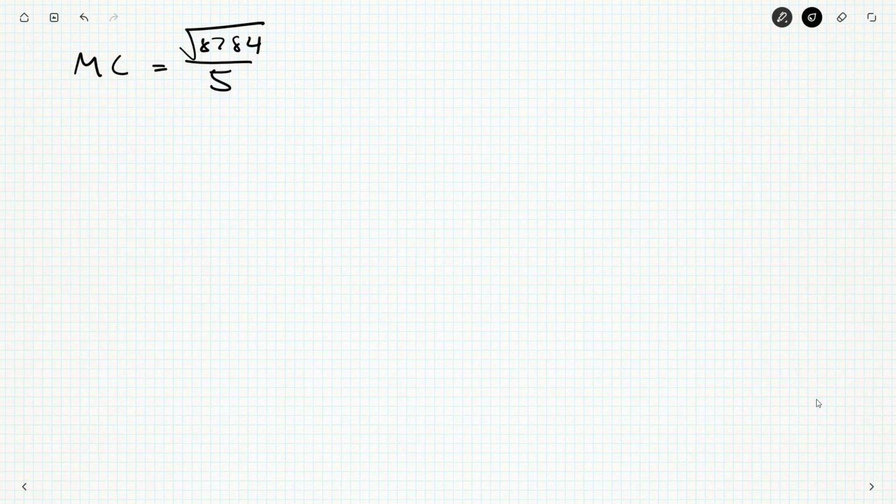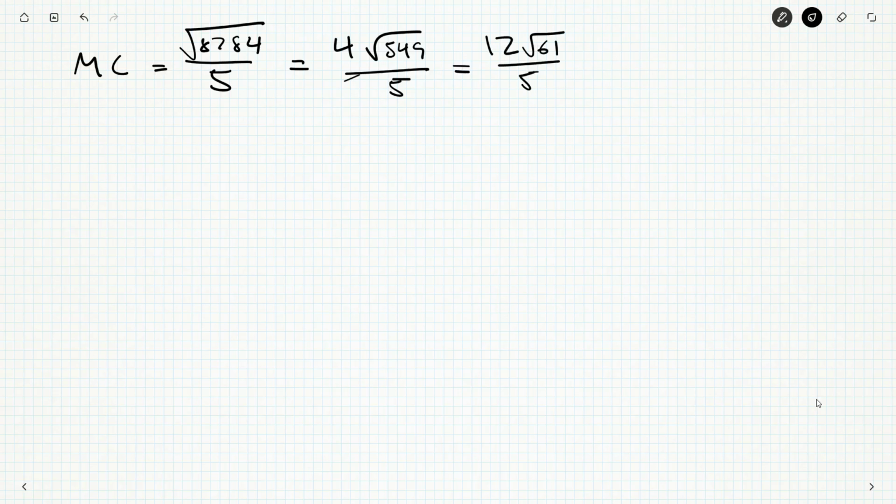Yeah, nothing special there. We can divide 8784 by 4. And by 4 again. So it looks like it's 4 root 549 over 5. That's divisible by 9. So it'll be 61. So 12 root 61 over 5. That seems oddly inelegant, but there we go.